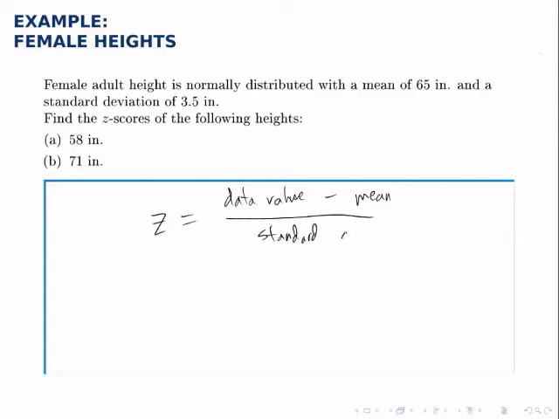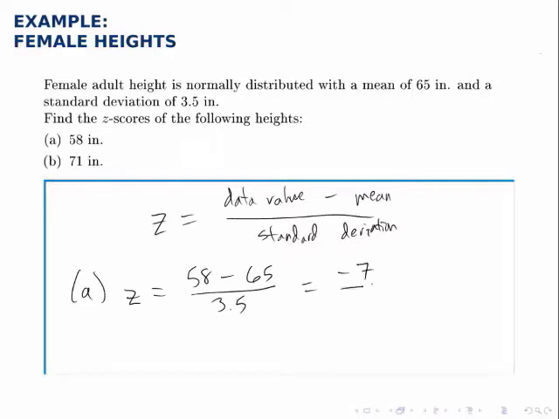And this z-score represents how many standard deviations this data point is above or below the mean. If the z-score is positive, it's above the mean. If the z-score is negative, it's below the mean. For the first example then, to calculate z, we take 58 minus the mean, 65, and divide by the standard deviation, 3.5. 58 minus 65 is negative 7, and that divided by 3.5 is negative 2. So what that means is that first data value is 2 standard deviations below the mean.